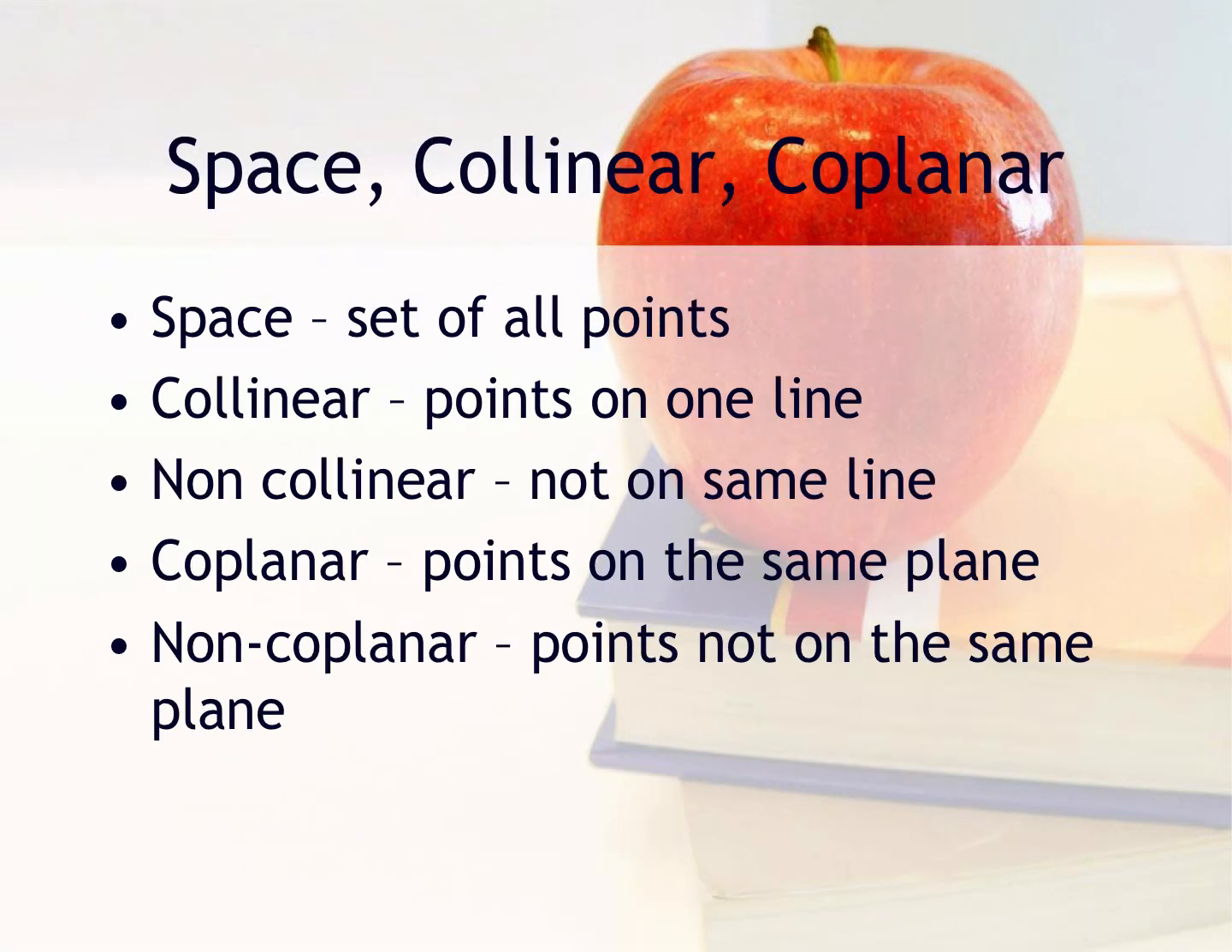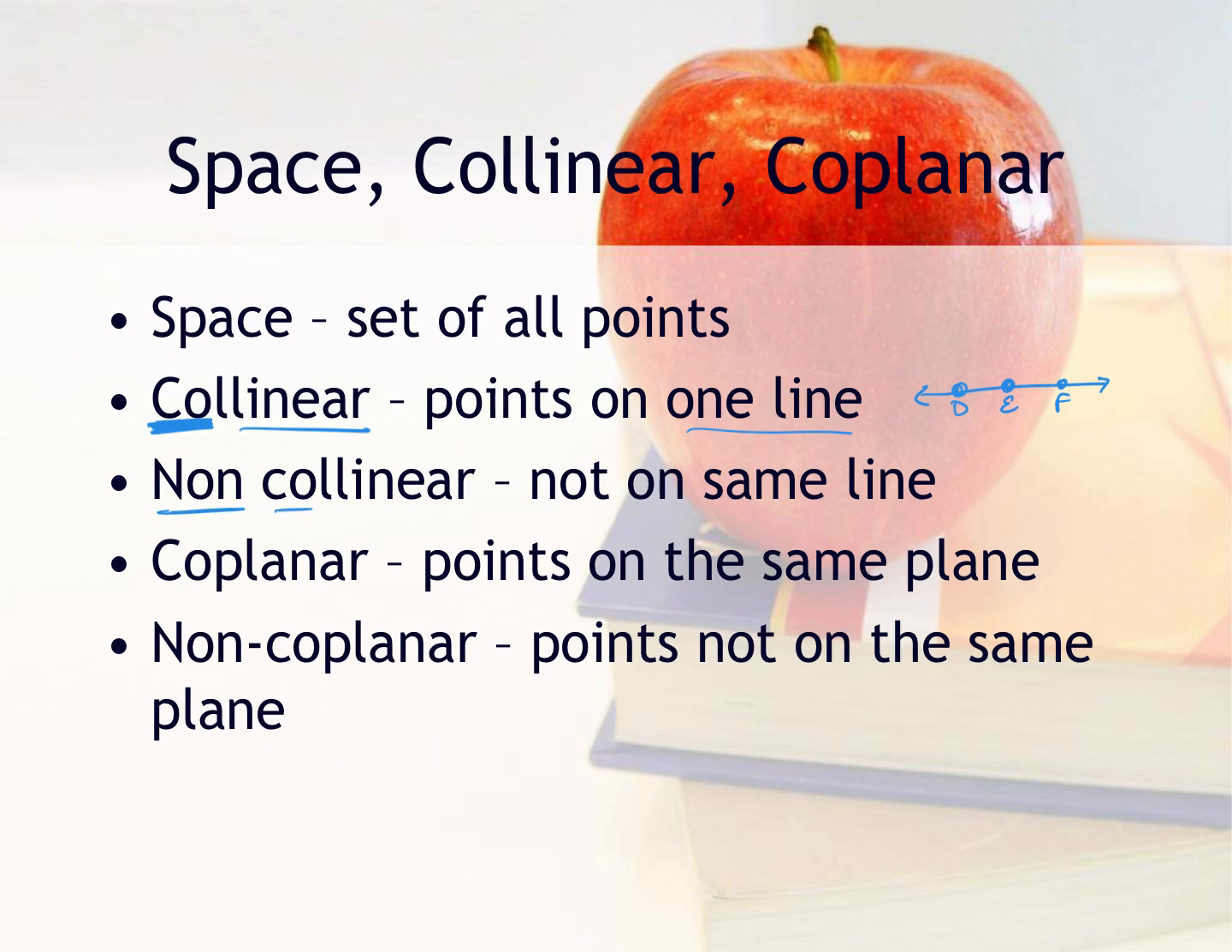Okay, now we're going to go to some basic definitions. Space is the set of all points. Collinear: co means together or on the same, so collinear means on the same line. Collinear points happen to be on the same line. An example would be point D, point E, and point F. They are collinear because they're on the same line.